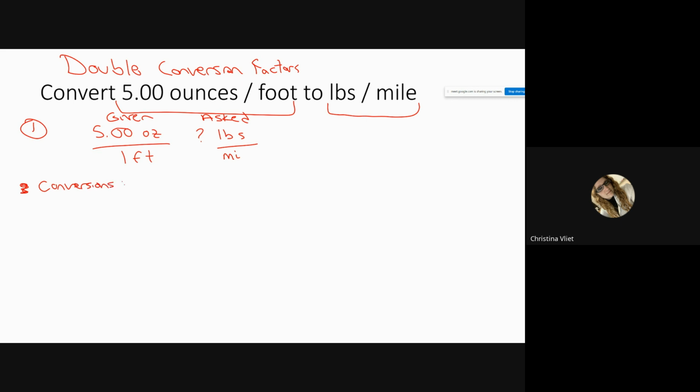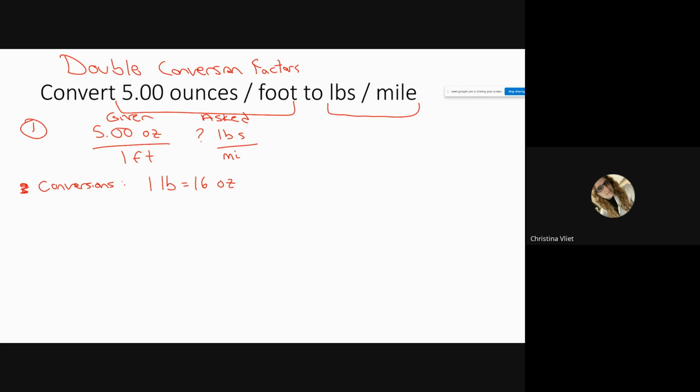How would I know how to go from ounces to pounds? What do I look at here? Ounces to pounds. Do I have something for that on your paper? Somebody shout out if you find it. 1 pound equals 16 ounces. And that's it for that one, right? That'll get us between ounces and pounds.